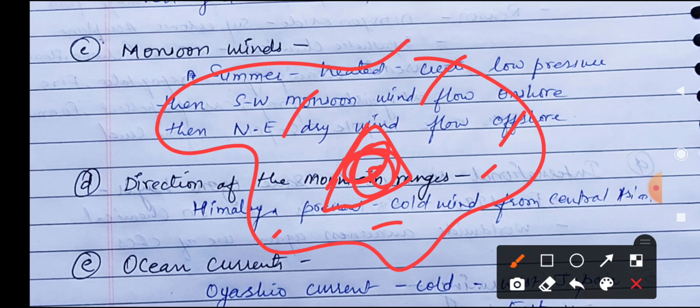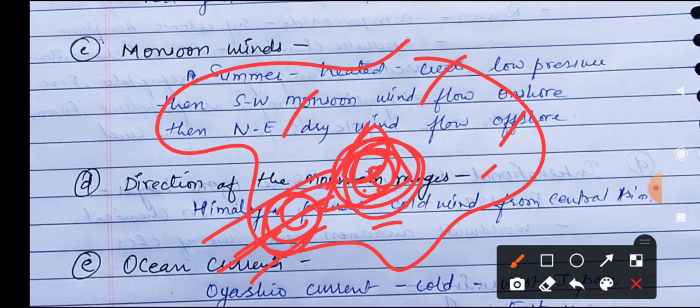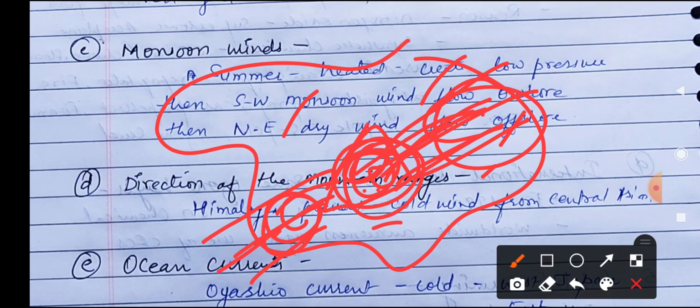So the winds are blowing from here, the northeast, and it also brings water with it, that's why there is rain in this area. And just opposite to it, from the northeast the wind is coming, but here there is no water body, so that's why the wind is dry.